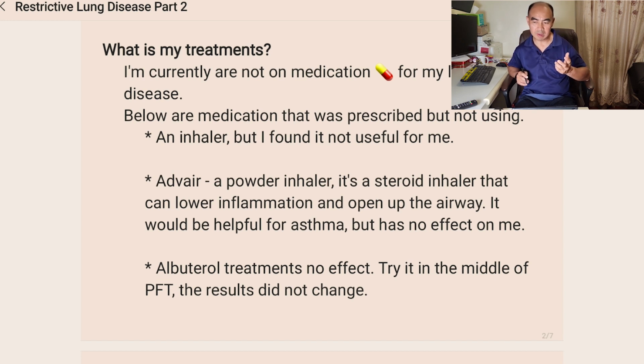The doctor also gave me another medication called Avir. It's a powder inhaler where you click on it and suck in the powder. It goes into your airways. It's only once a day. That's supposed to open up the airway as well for people who are more on the obstructive side. With restrictive lung, again, I didn't feel much of a difference with or without the medication.